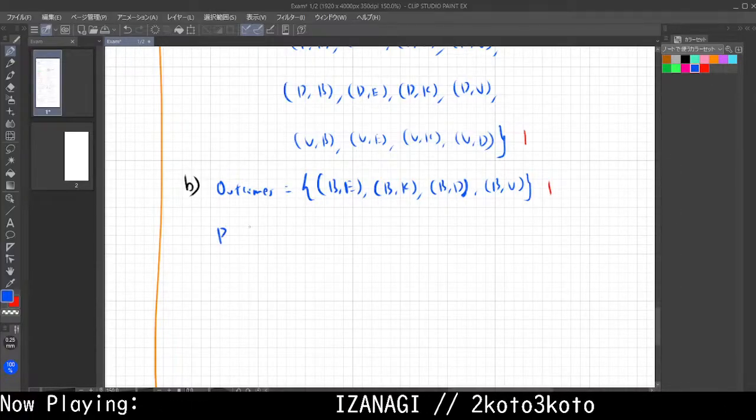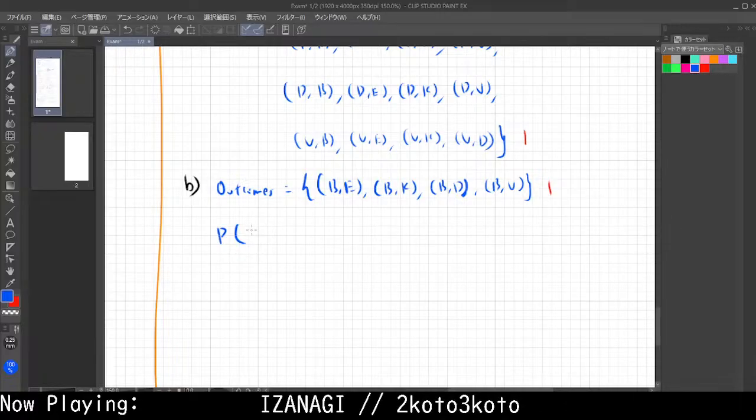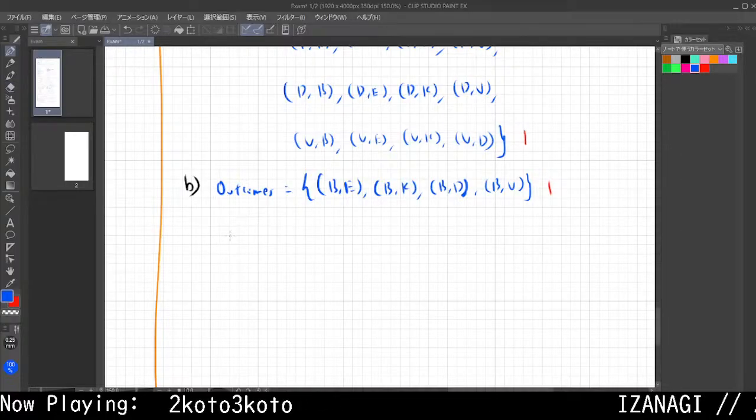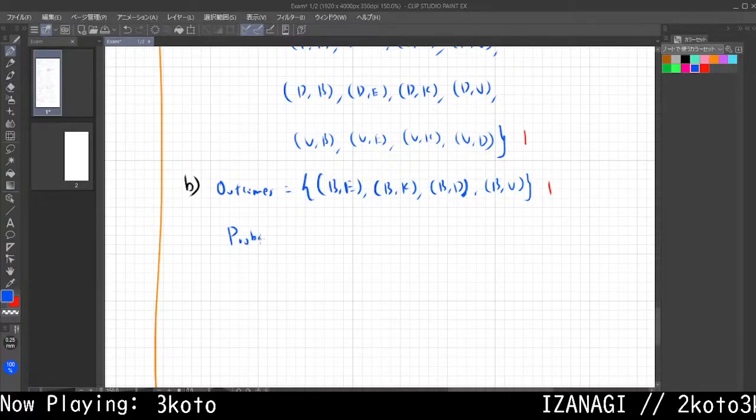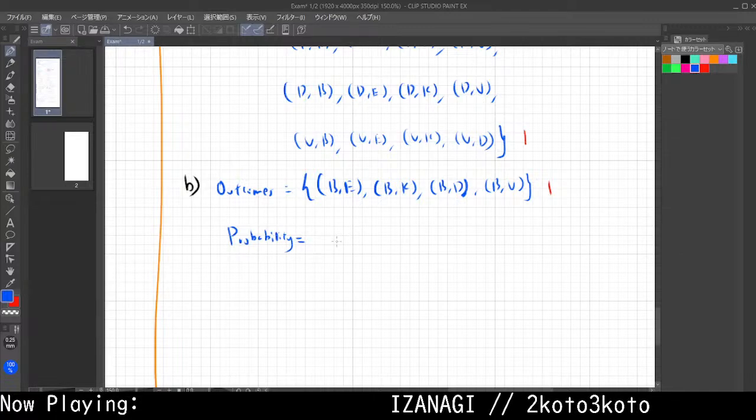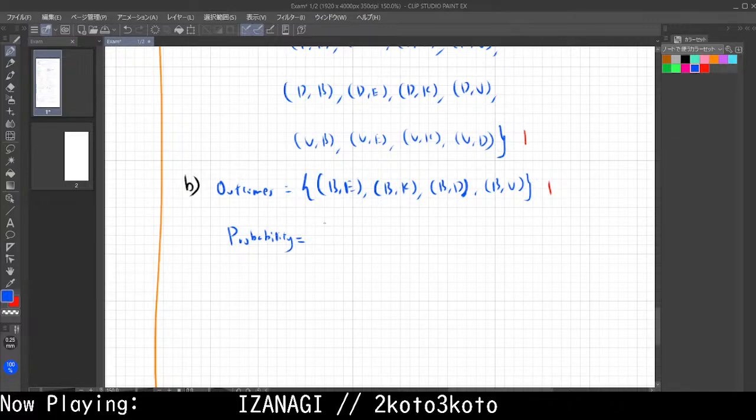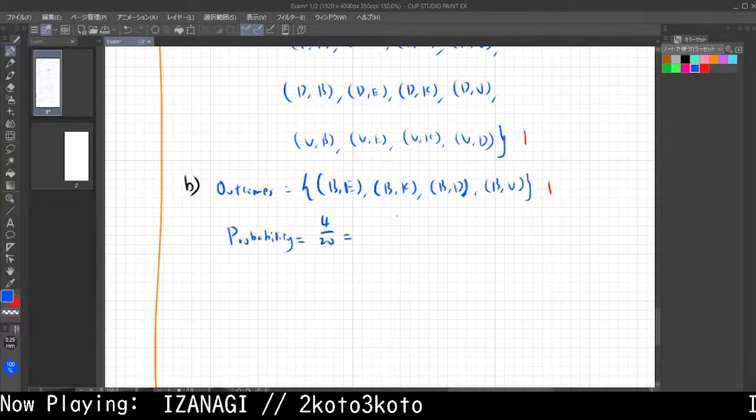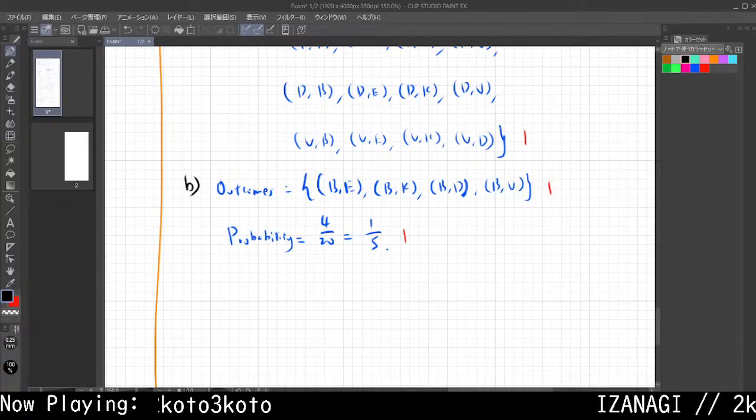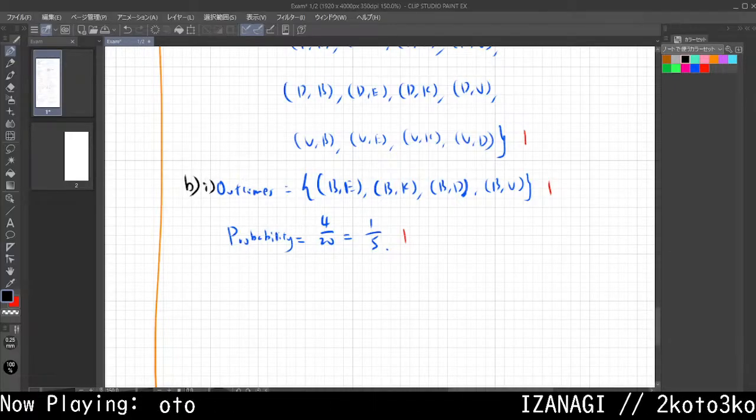Then for the probability of this event happening, let's try to avoid using any set notation if possible. So the probability in this case is 4 possible outcomes out of the 20 total, so 4 over 20, you get 1 over 5. This gives you 1 mark. Okay, this is part 1. Okay, part 2, we want to do the same thing.